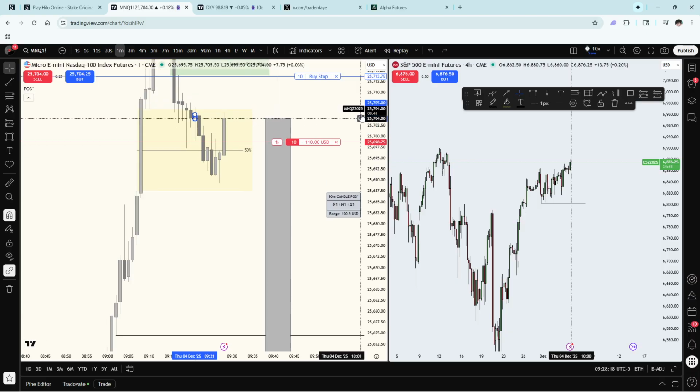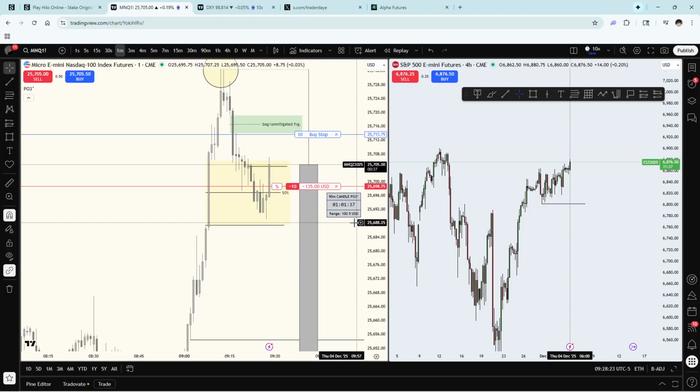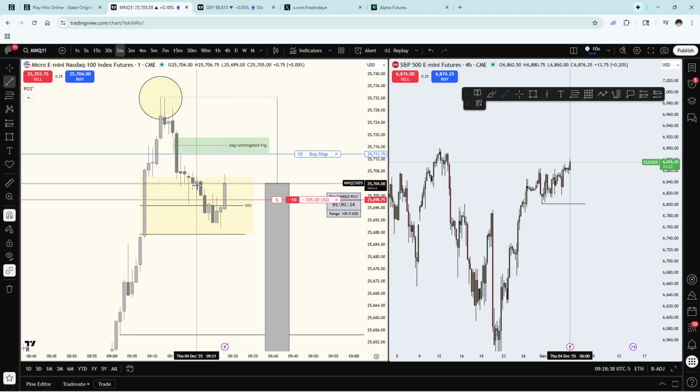So here we'd have this 1-minute order block, right? This is an up close candle. So this right here would be my bearish order block, right? And you can't annotate these. Let me use this.